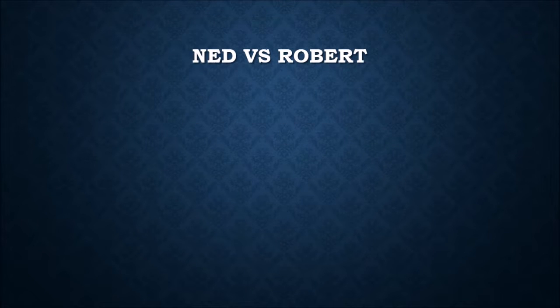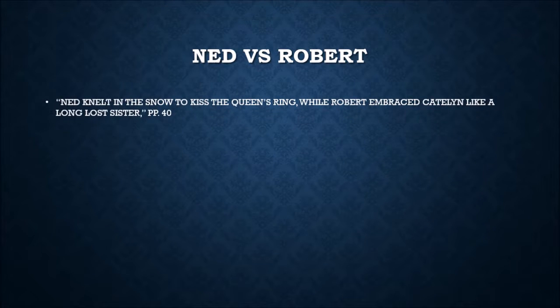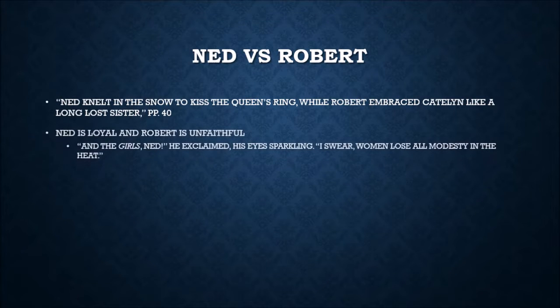Alright, so also in this chapter, we get a lot of information about the type of character Ned is versus the type of character Robert is. We see the two of them play off each other since they're really the only two characters in the chapter after they go down to the catacombs. "Ned knelt in the snow to kiss the queen's ring, while Robert embraced Catelyn like a long-lost sister." Already we see that Ned is honoring the queen, while Robert is like a long-time family friend. He hugs her like, hug me. So that's different in their characters already.